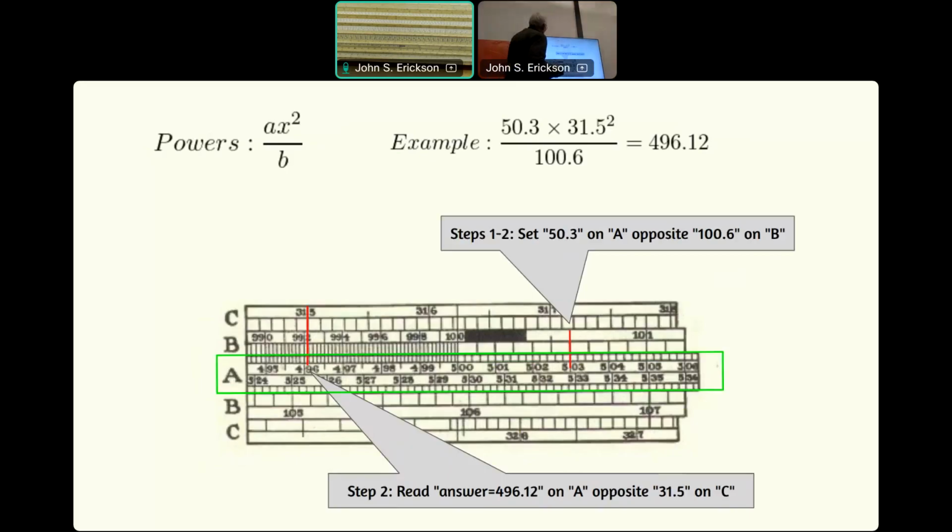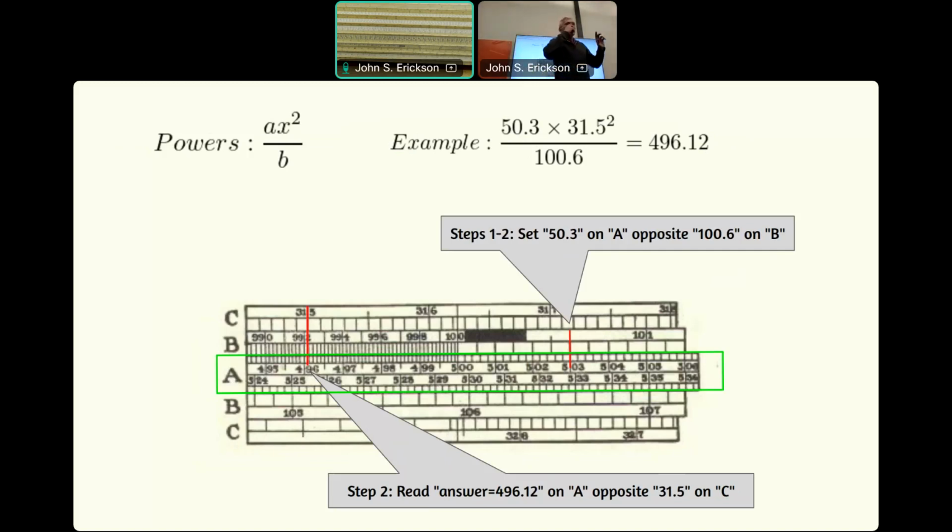Okay, and this is actually a more complicated thing. Is there a way to automatically deal with like this square here? Here we're dividing, so we have to line up. We have to work out that multiplication. We have to find 50.3 on A, opposite 100.6. That's where we're dividing. I'm not sure. Yes. So the C is the squared scale.